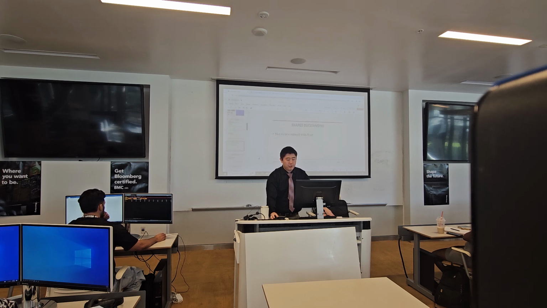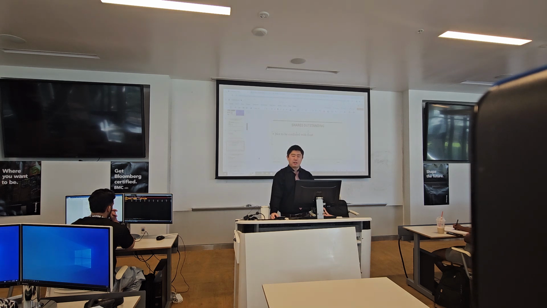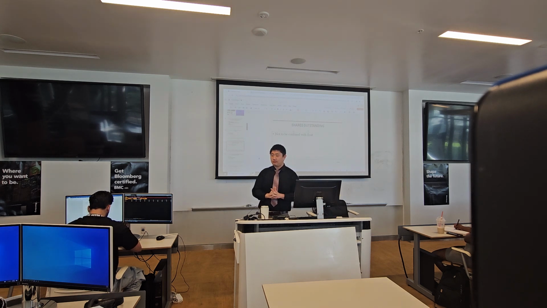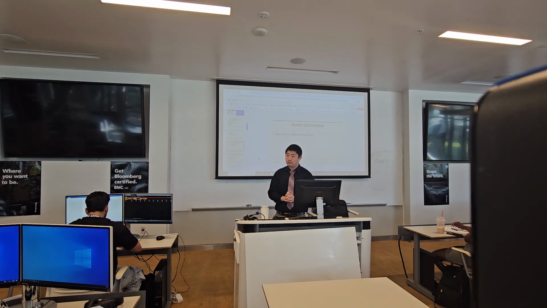All right, shares outstanding. This is the second thing you want to look for. Just really quickly, can anyone tell me what that means? Shares outstanding is how many shares the company has that people already own. Yeah, basically, it's all the shares the company has issued so far.